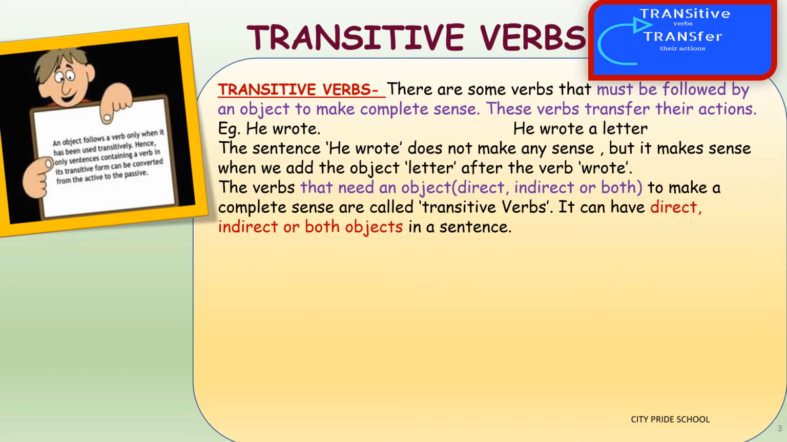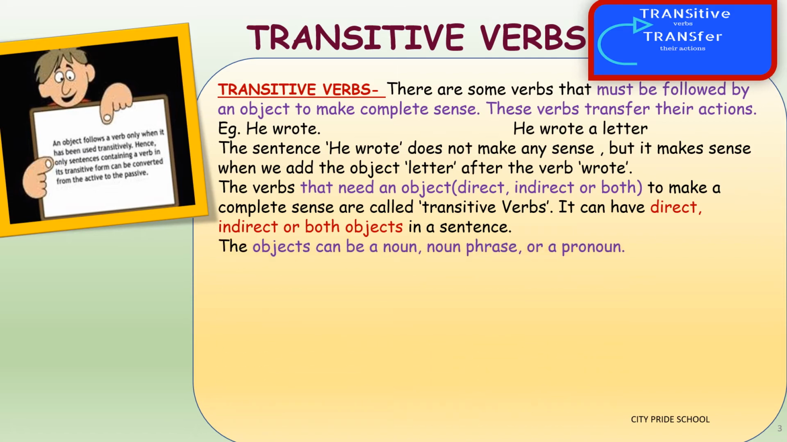We all know that an indirect object is just an addition to a direct object. So if I write, he wrote a letter to his mother, again wrote is our transitive verb because we have an object here which is getting transferred.